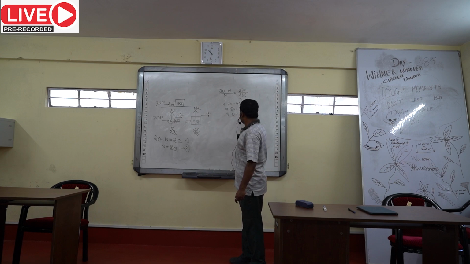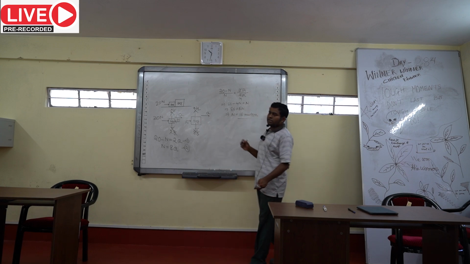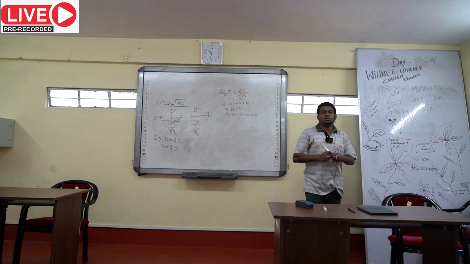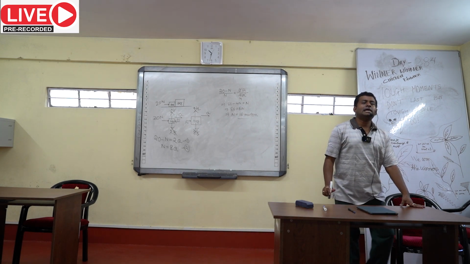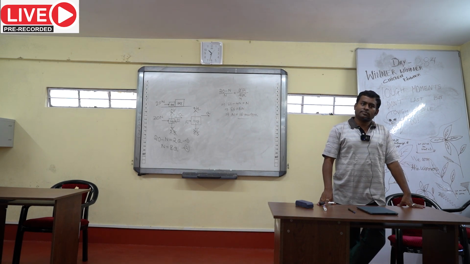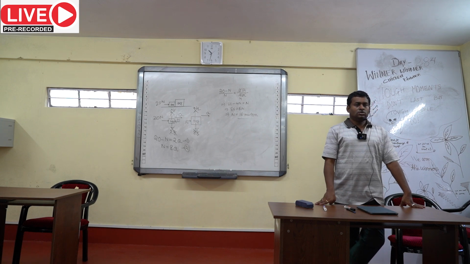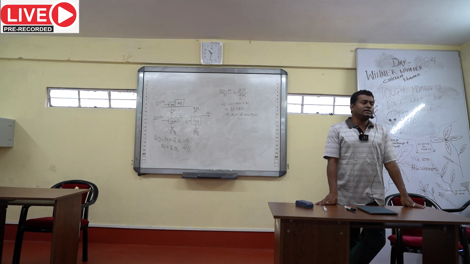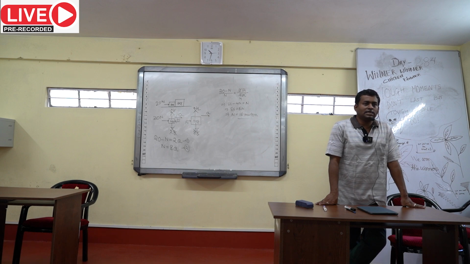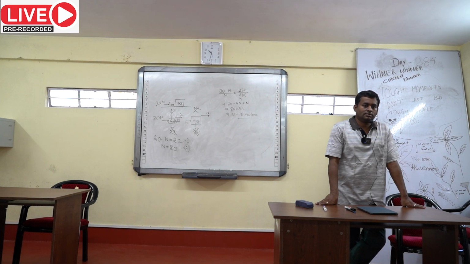I write the full name because already N is written here for normal reaction. So the force will be 16 Newton on the 8 kg mass. So the force that you are giving to the 2 kg mass, that is 20 Newton, from it only 16 Newton is transferred to the 8 kg mass. Okay.